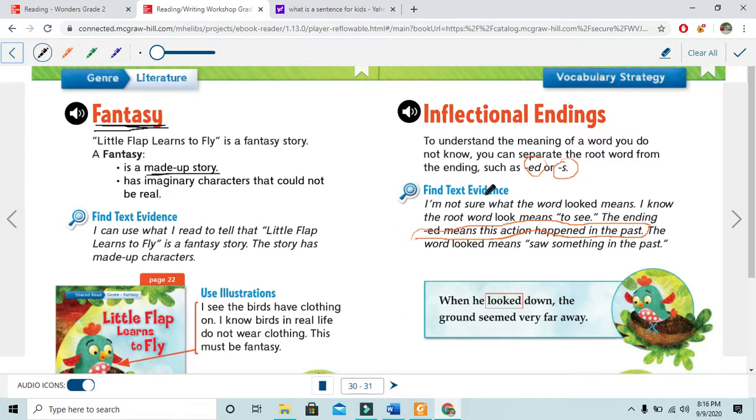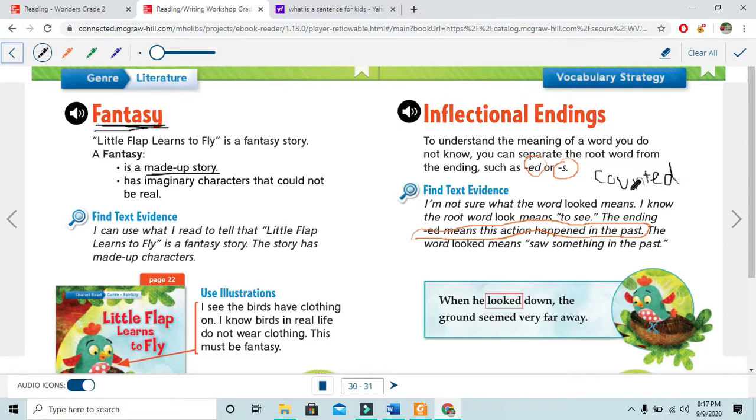Okay, and here the inflectional endings, you find some words that end with s or ed or ing. If you take out these endings, you'll understand the meaning of the words, like the verb counted. Counted: C-O-U-N-T-E-D.